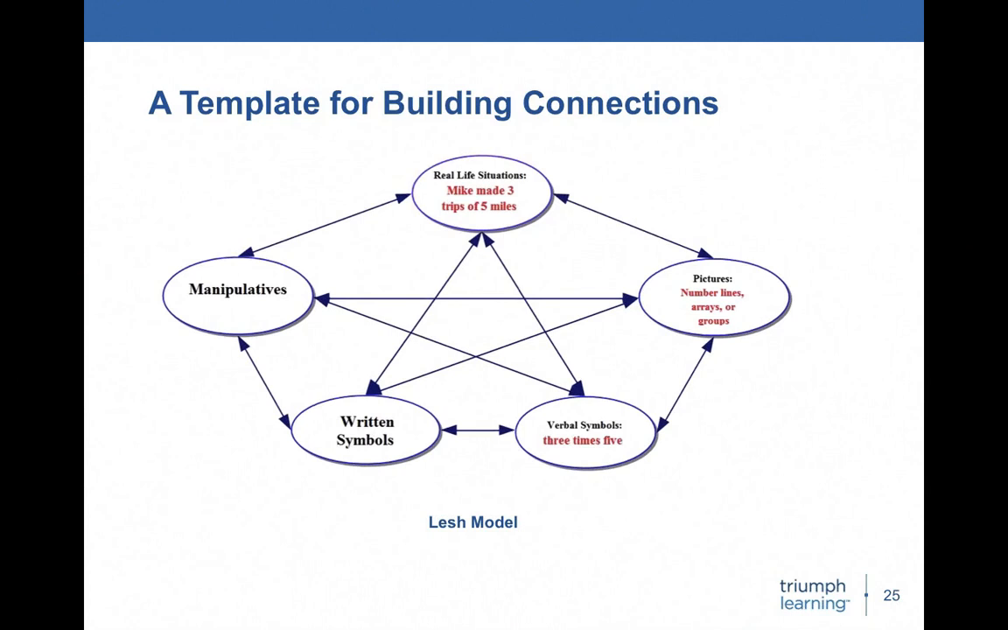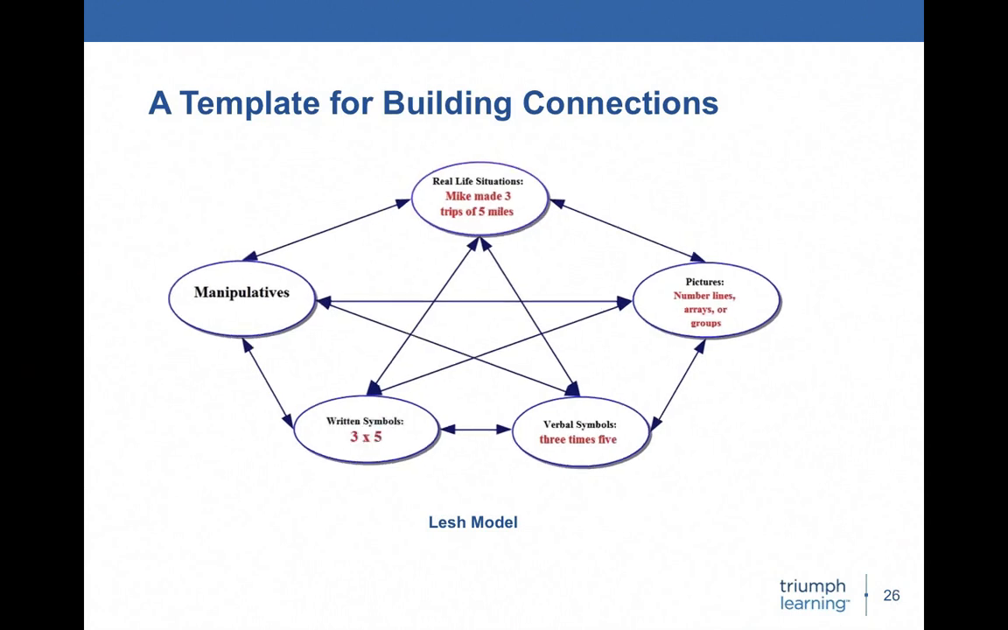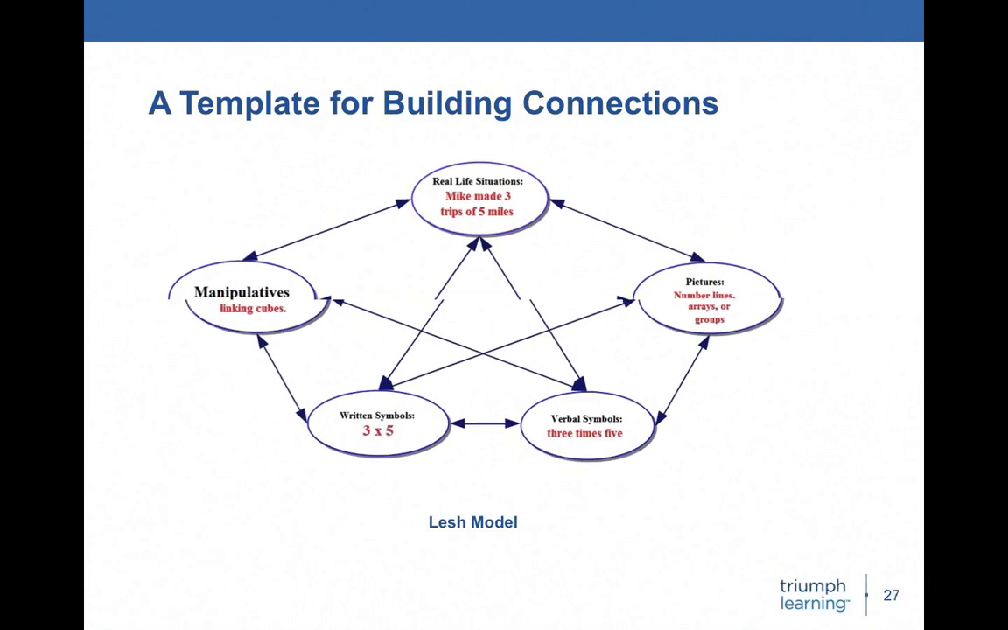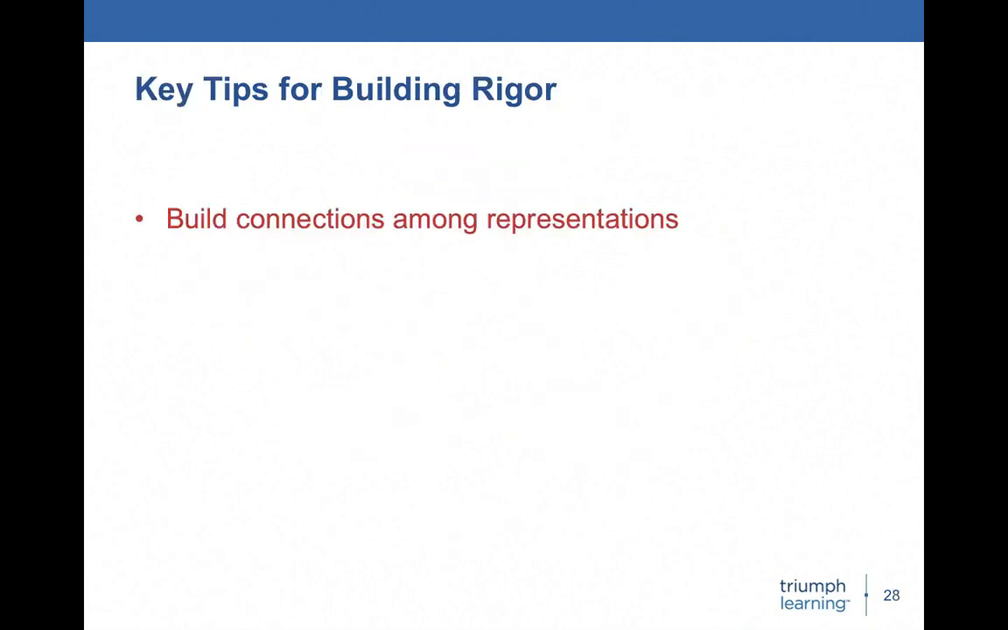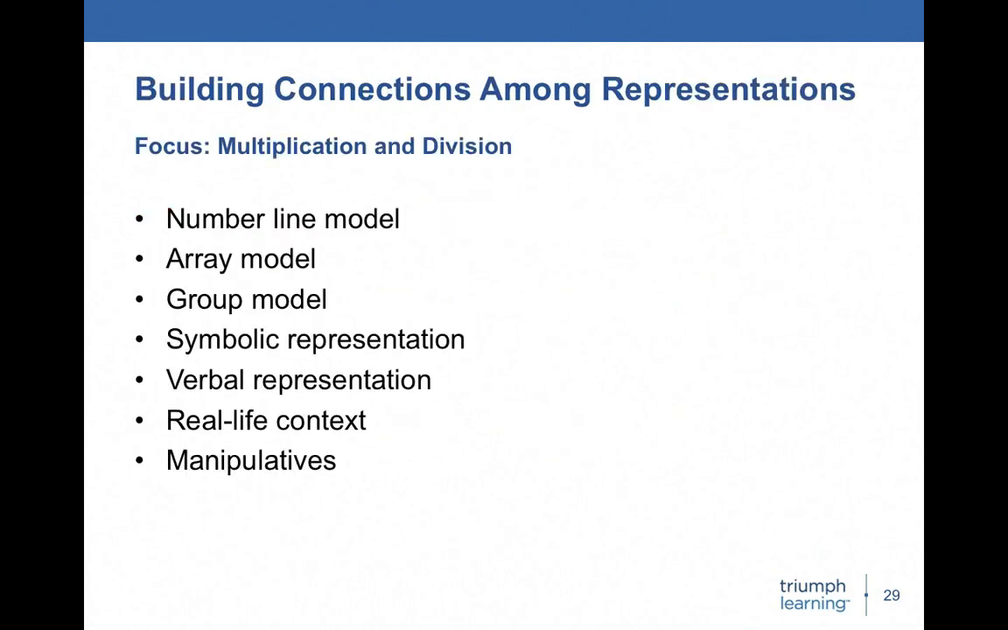So here's how this might look for multiplication. I'm thinking at a 3rd grade level. The real life situation here would be Mike is making 3 trips of 5 miles. And of course we're wondering how far he's going to travel in all. Pictorially, we might be looking at this on a number line, an array, or in groups. The verbal symbols would be the words 3 times 5. The written symbols would be the symbolic form 3 times 5. And the materials we would want them to be able to use would be counters or linking cubes in order to represent that particular situation.